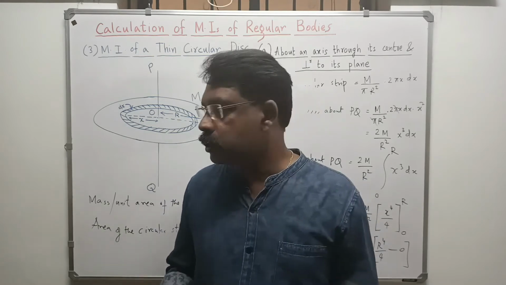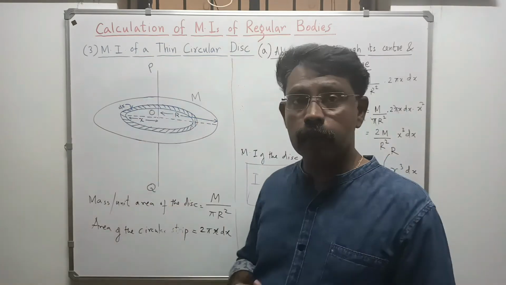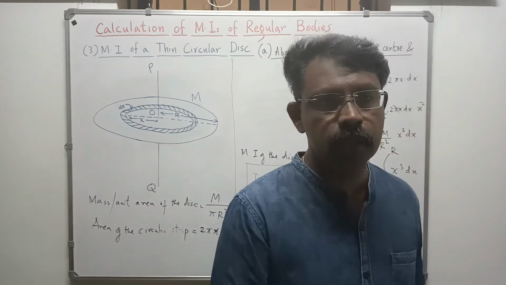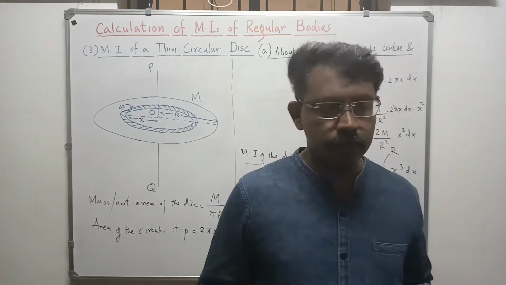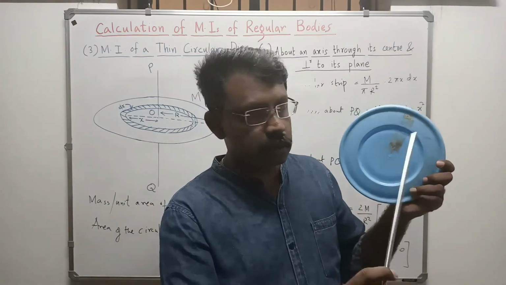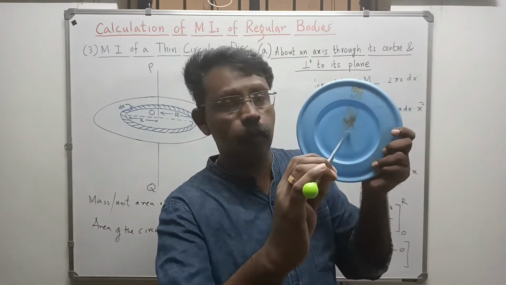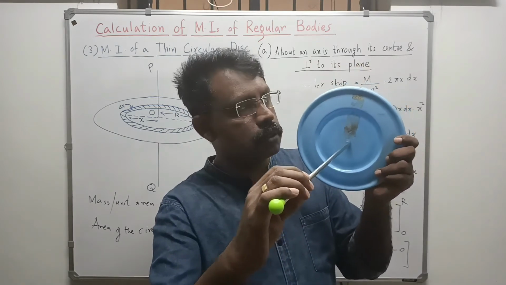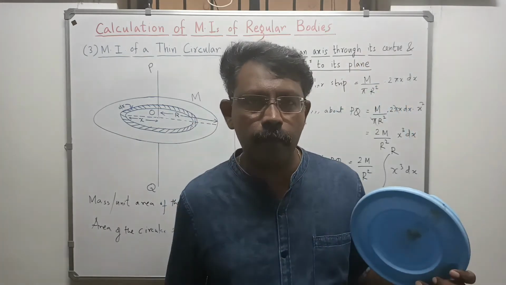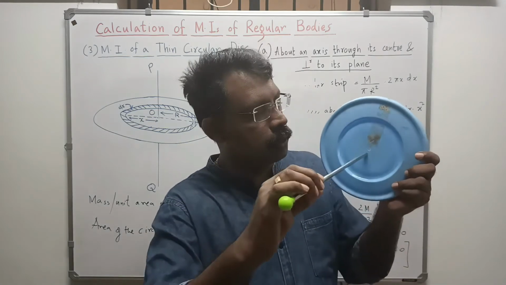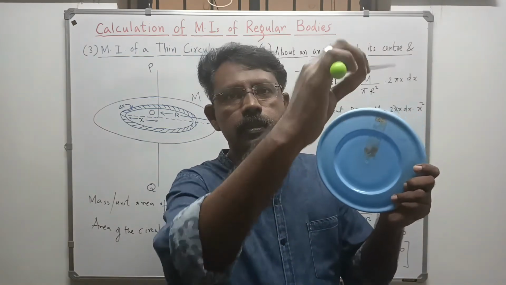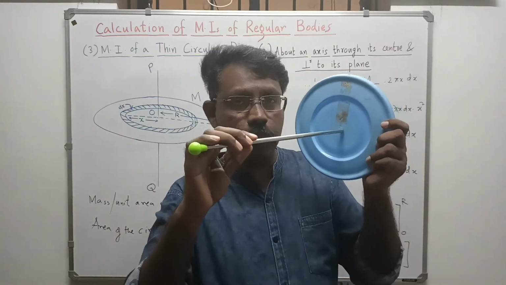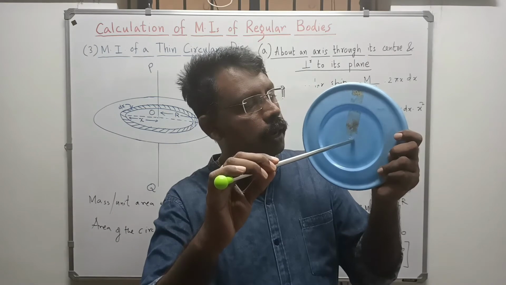So now we have considered this axis. We will consider different axes. Just like we have seen in the case of rod and ring, we can consider another axis. If we know this, we can calculate this. What is the theorem that we are applying? That is the parallel axis theorem. If I know this one, which we have already found out, I can know this one.